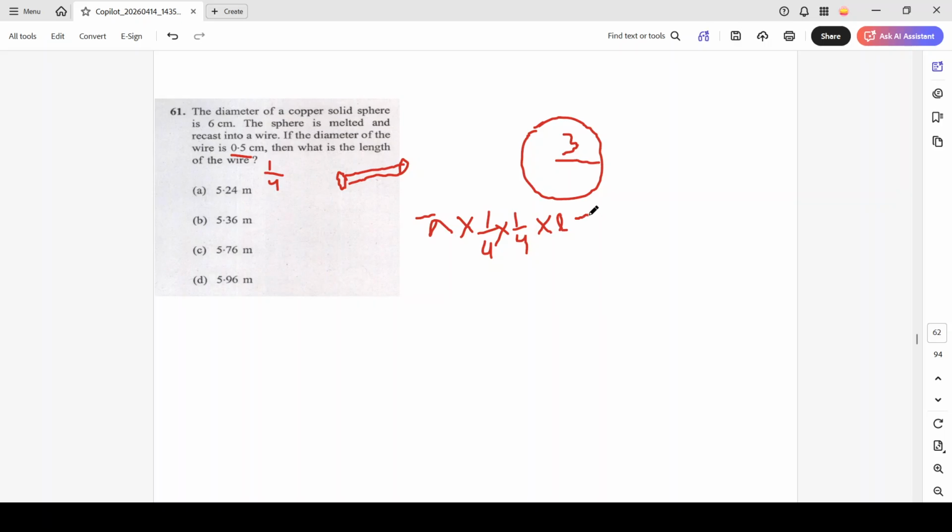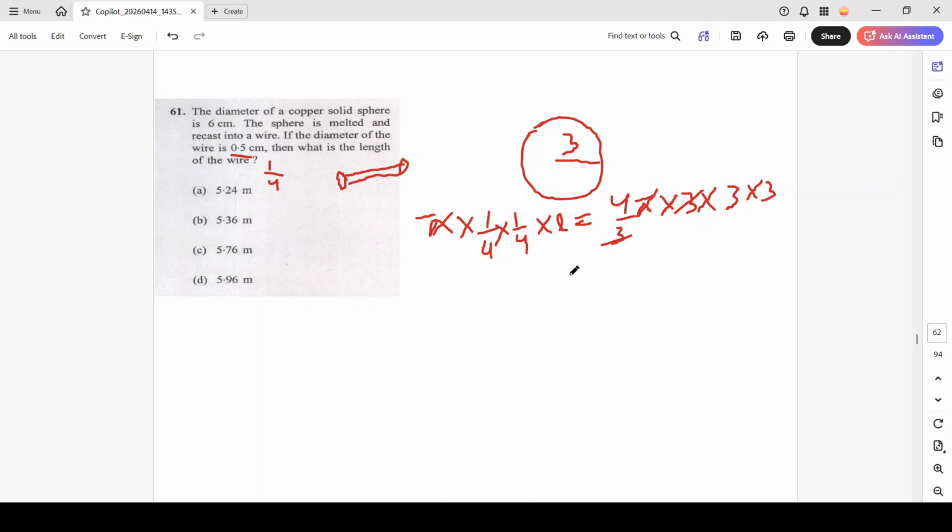Okay, and what is the radius of the sphere? 3. Okay, and what is the volume of the sphere? 4 by 3 pi r cube. What is r? 3 into 3 into 3. Okay, so pi cancels out the pi, and this 3 cancels out the 3. Okay, and now what is the value of length? L.